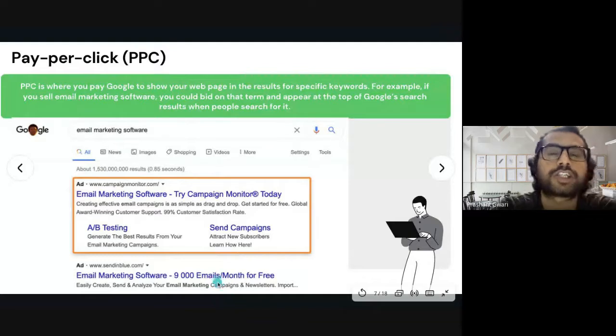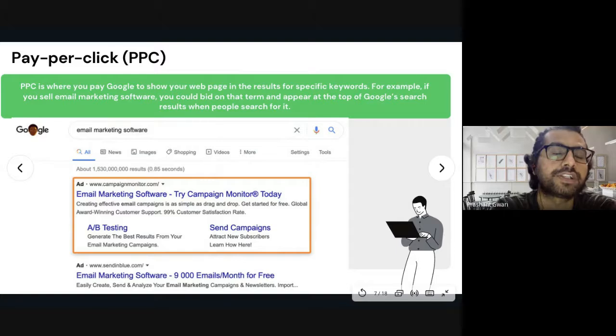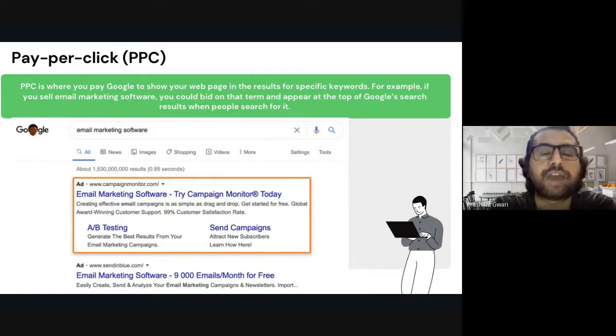Google will not charge you for impressions. These are the impressions, this one and this one. Impression means how many times your advertisement is appearing in any place. Google will not charge you for impressions. Google will charge you for clicks. So if your website is appearing on the first rank, second rank, third rank, or fourth rank for a PPC, and no one clicks on your website, your money is saved in your account. Money will only be deducted when someone clicks on it.